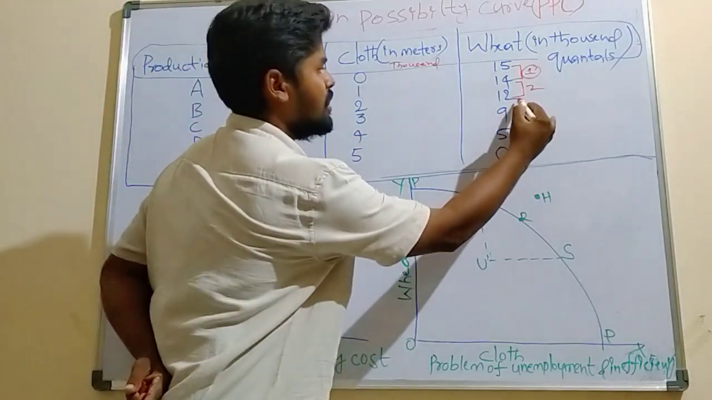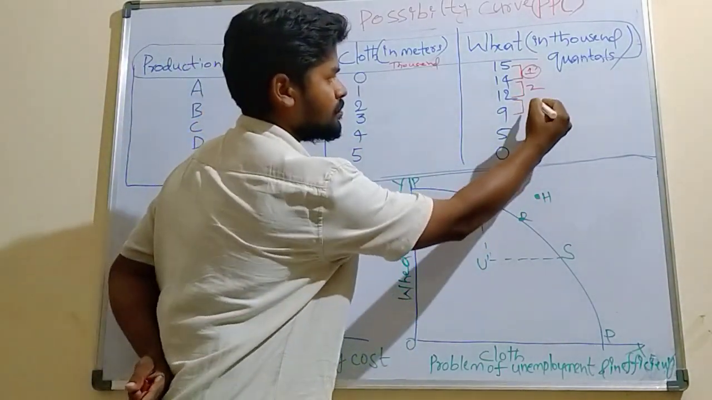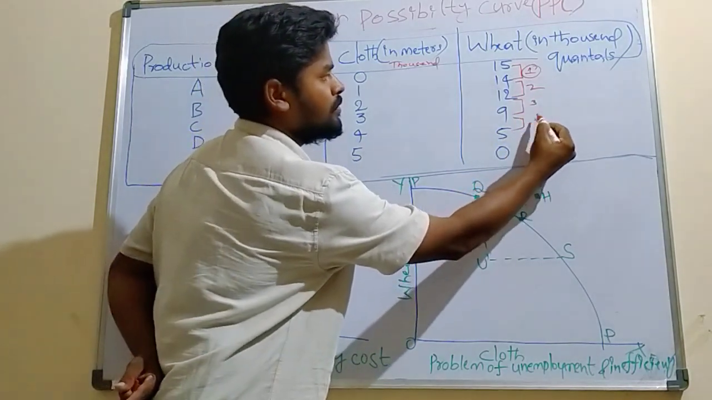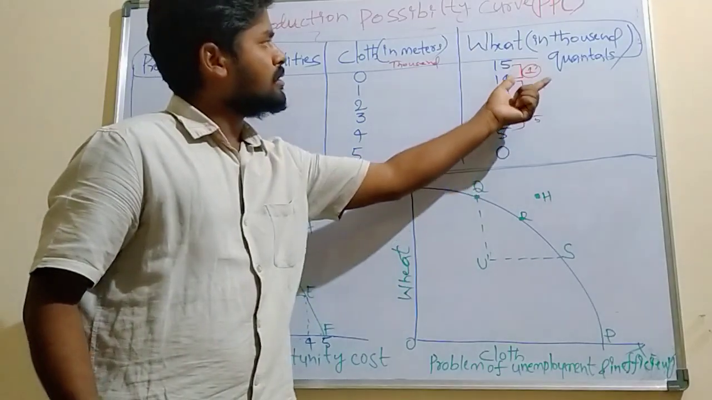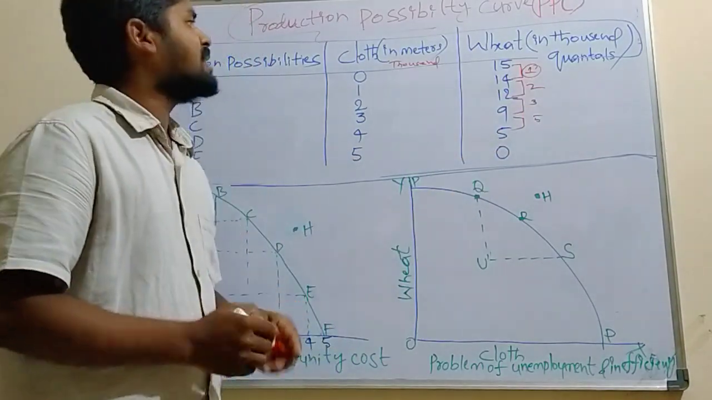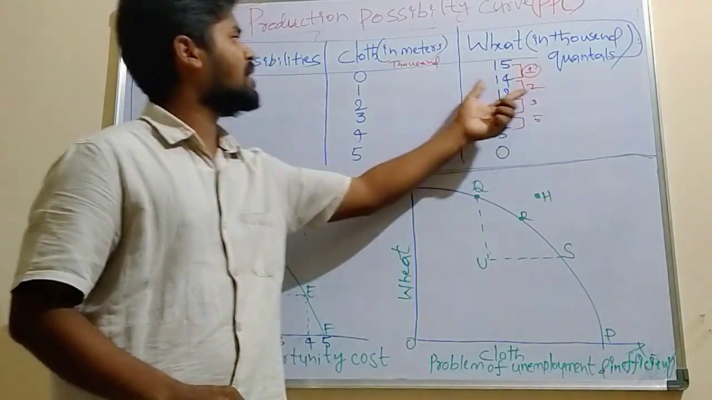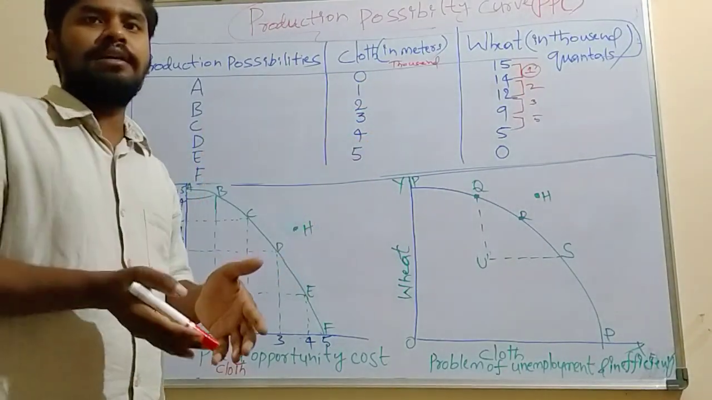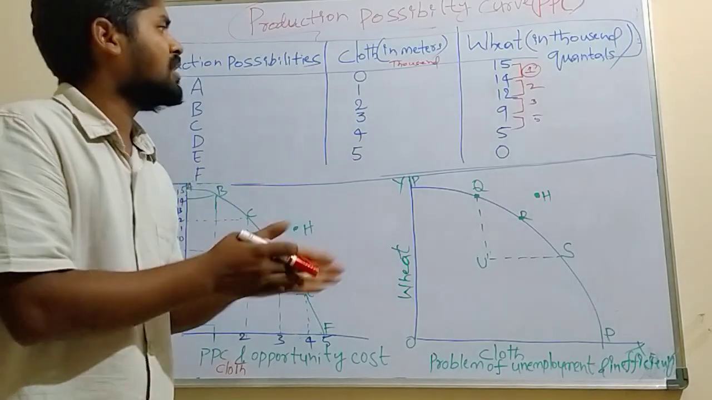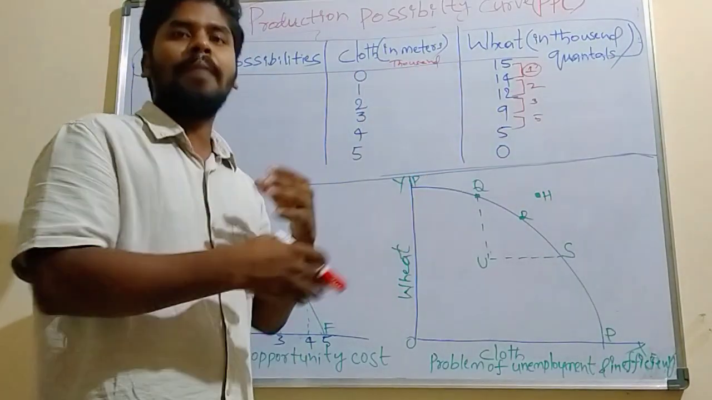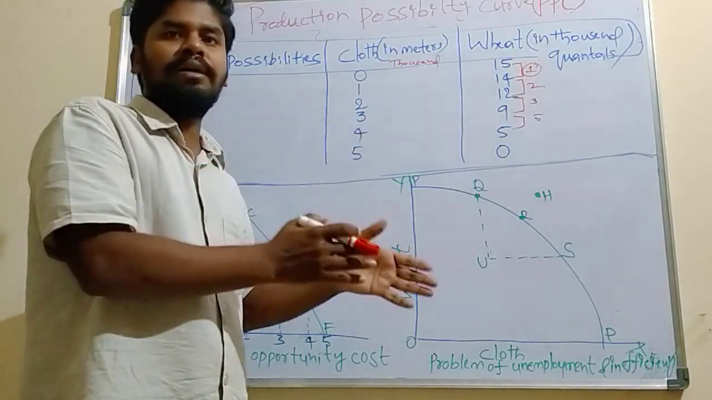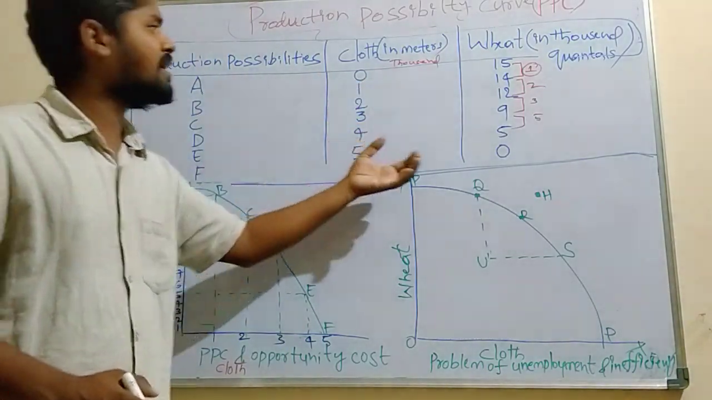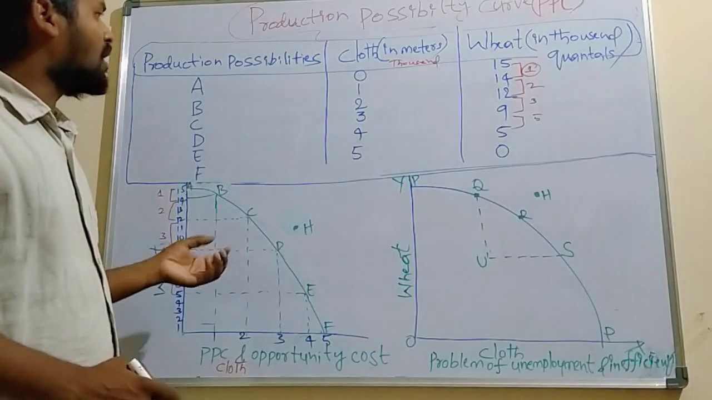See here, 12 to 9, again 3; 9 to 5, again 4. So here the opportunity cost is being sacrificed: the wheat is sacrificed to produce another good like cloth. Because we have limited resources, we use the resources, labor and technology, to produce another good like cloth. That is the opportunity cost.